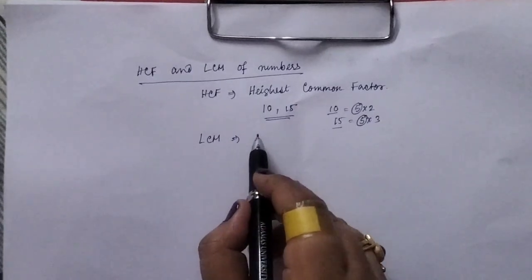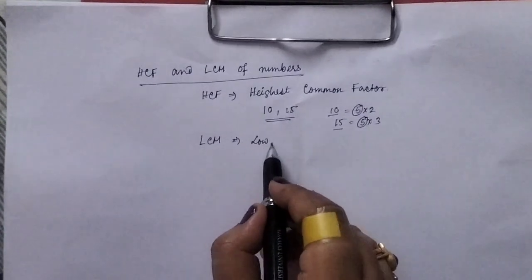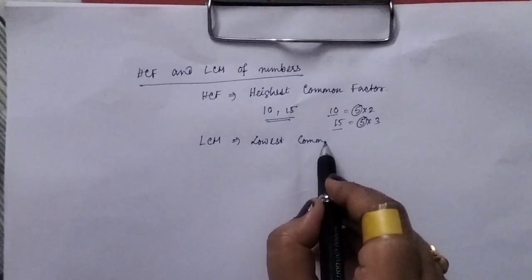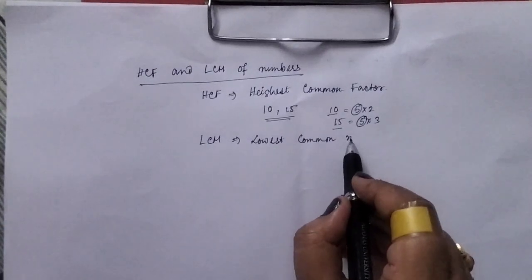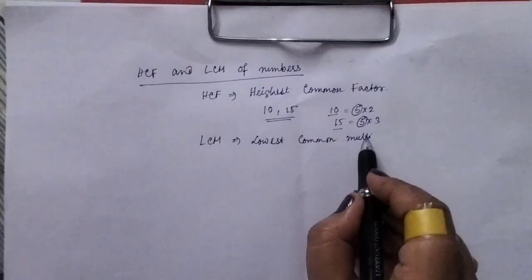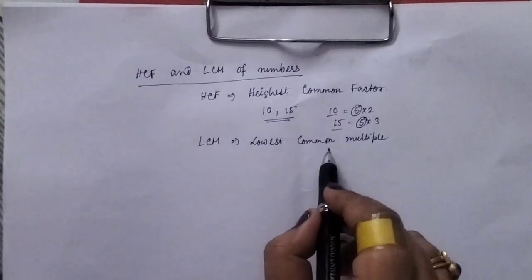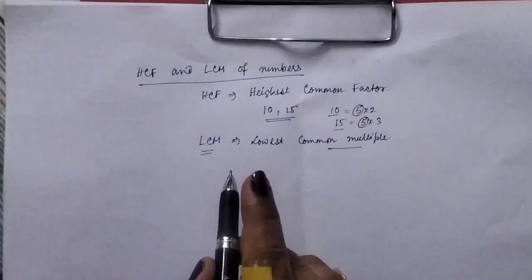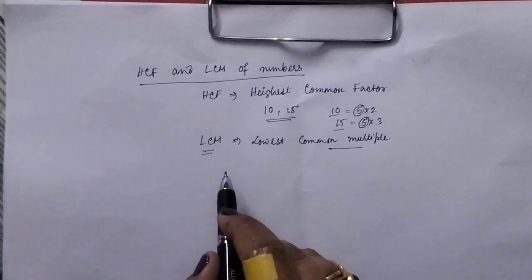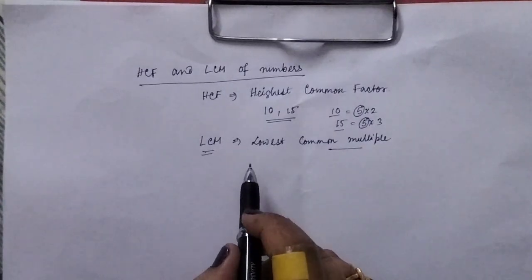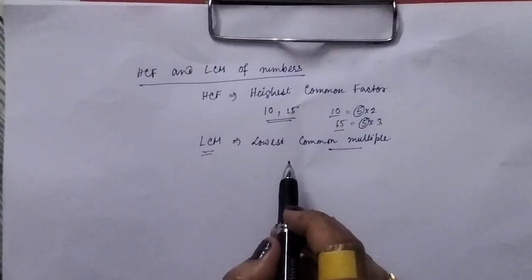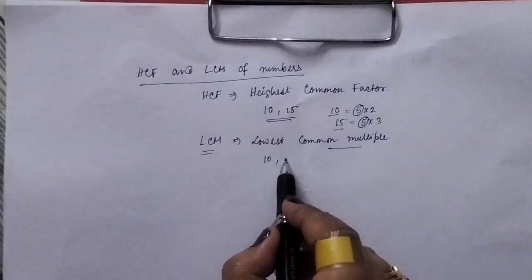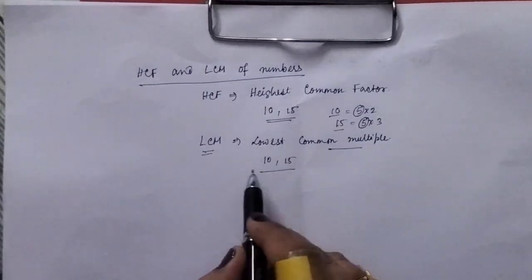It means the lowest common multiple, which means by LCM of two numbers we actually get that lowest or least number which is divisible by each of them completely. What does it mean? If you consider 10 and 15, their LCM will be 30.